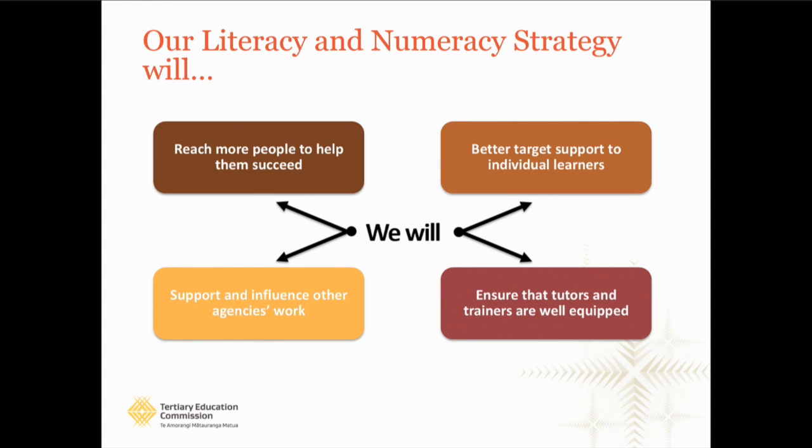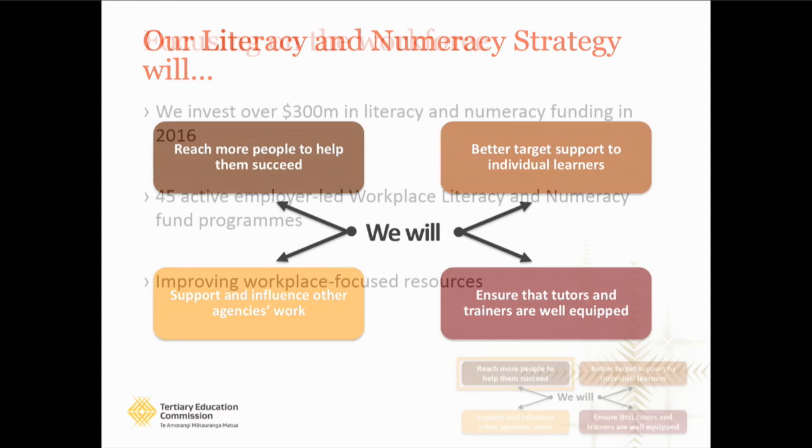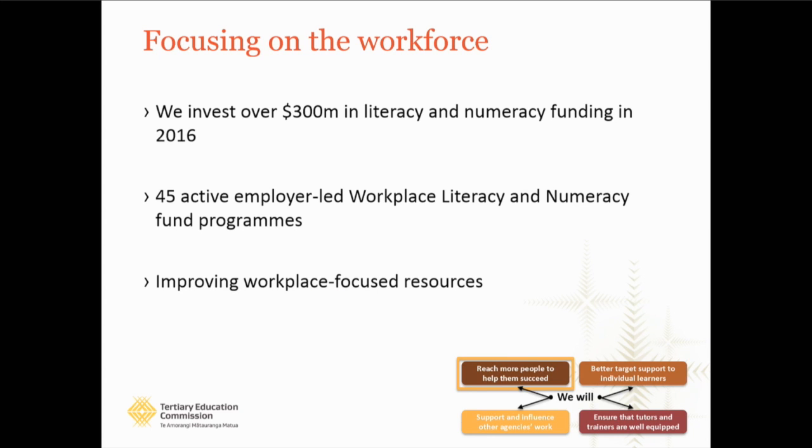The first one there, we're going to talk about how we reach more people to help them succeed. On an ongoing basis, TEC does invest over $300 million in literacy and numeracy funding every year. About $250 million of that is in the big general teaching funds of Student Achievement Component, Youth Guarantee, and the Industry Training Fund. But about $50 million is in the specific funds, which some of you might be involved with: the Workplace Literacy and Numeracy, Intensive ESOL, Refugee English, and also the Adult Literacy Educator Grants are included in that. There is particular growth in the Workplace Literacy and Numeracy Employer-Led Fund.